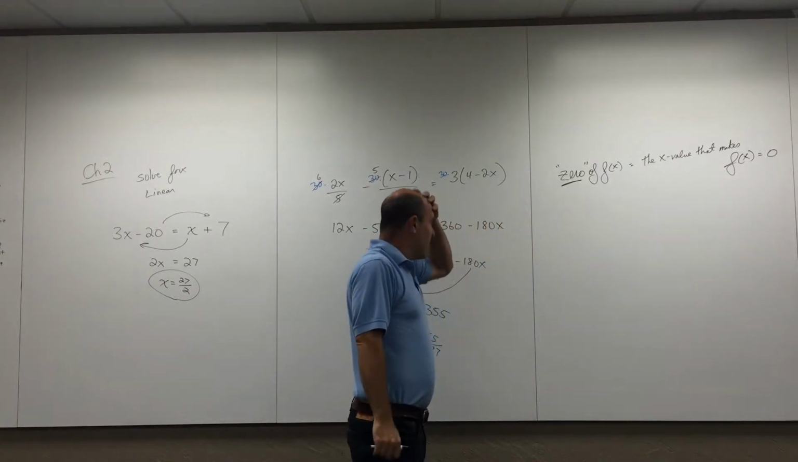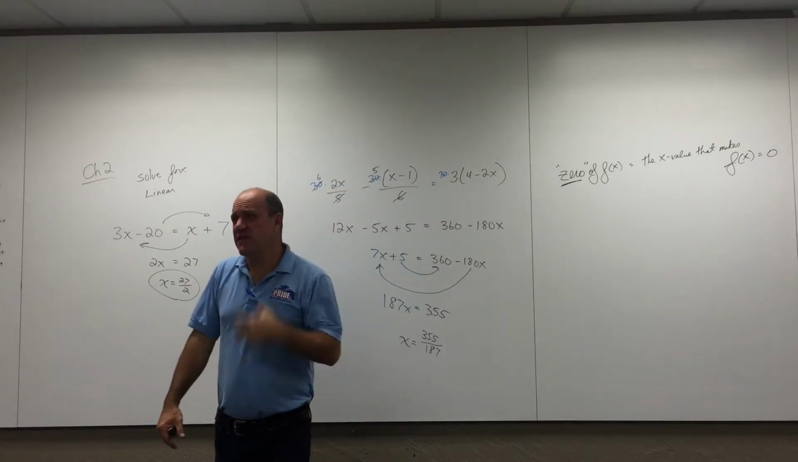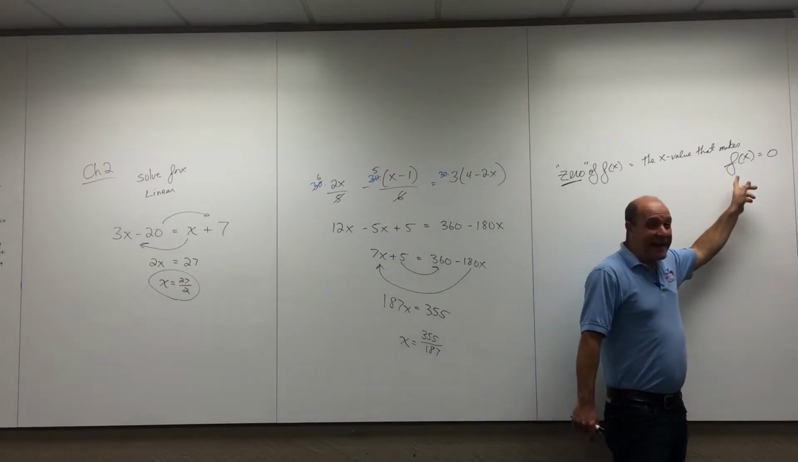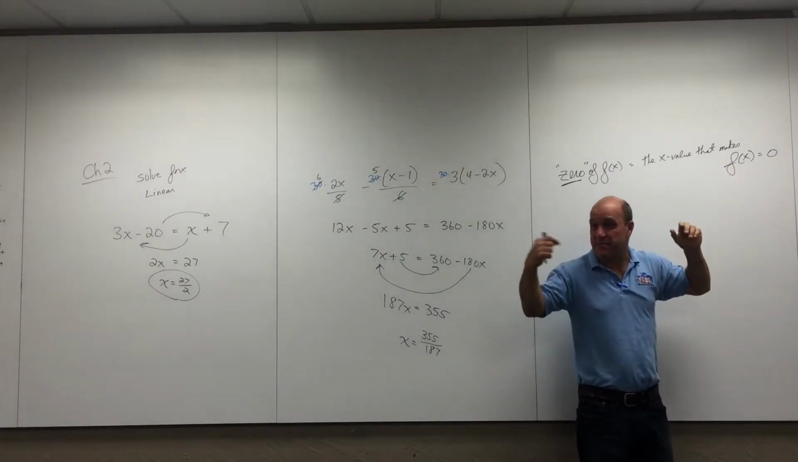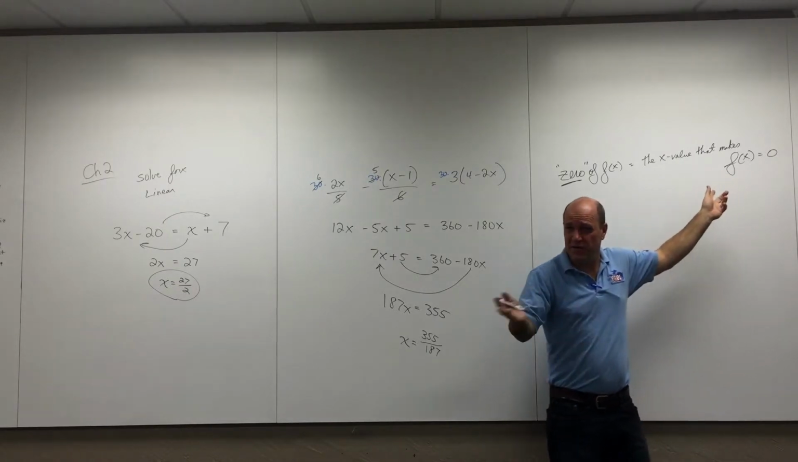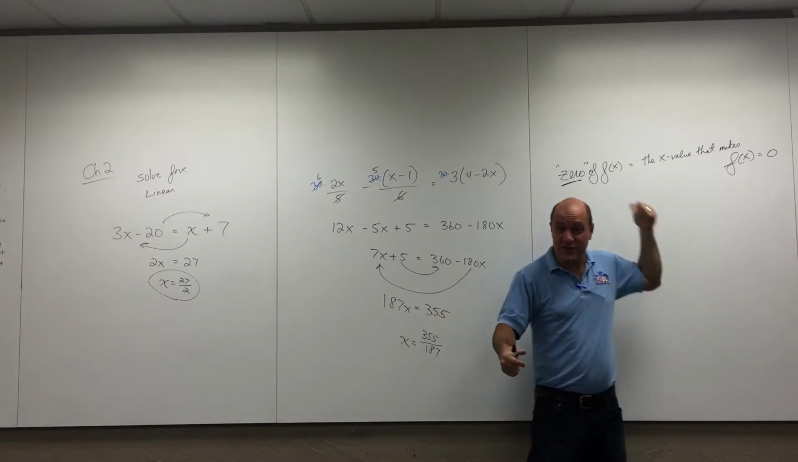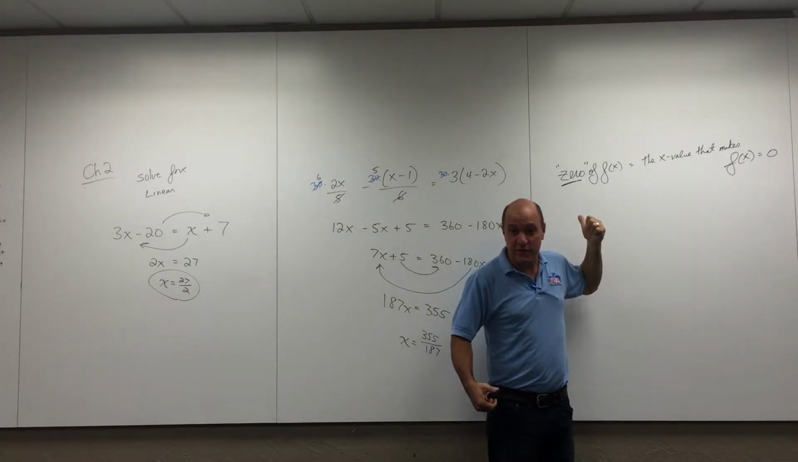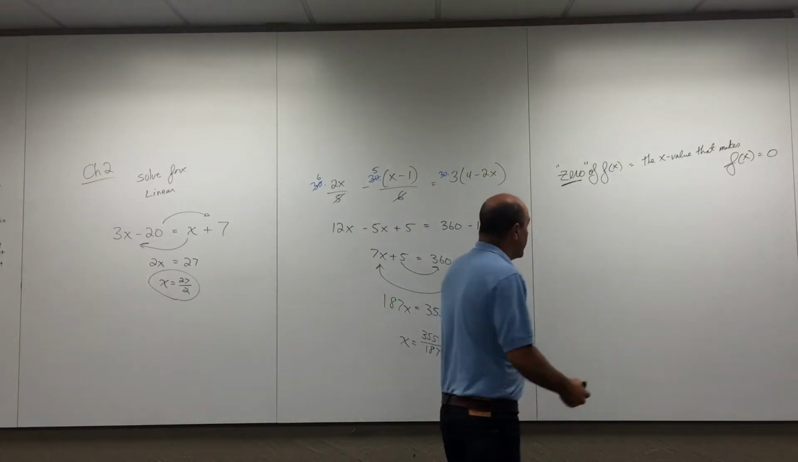I wonder, can you think of another name for it? It makes the function 0. You could say it makes y 0. You could look at that and say y is 0, and then you're finding the x that makes y 0. You know another name for that? X-intercept. Yeah, good. That's the x-intercept. So there's another name for it. I don't know if I used this in chapter 1, but we use it here in chapter 2. It's the x-intercept. It's the zero of the function.